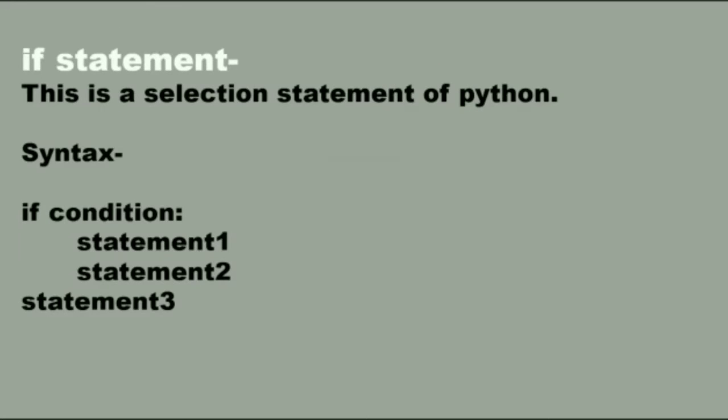Now, this is the selection statement of Python, the if statement. If statement helps you to select one group from the given set of groups. The syntax of the if says if followed by condition and then colon. Why colon? Because if statement is a compound statement. So if the condition is true, statements 1 and 2 will be executed. But if this condition is false, then these statements will be ignored. They will not be executed.